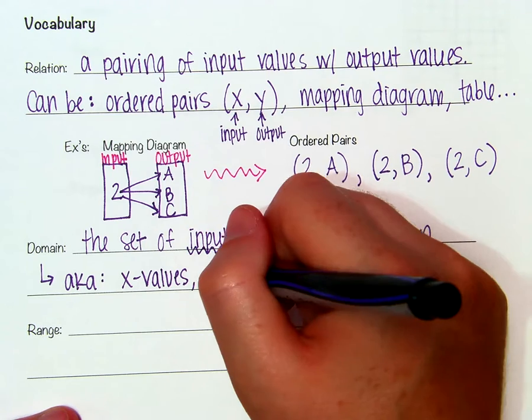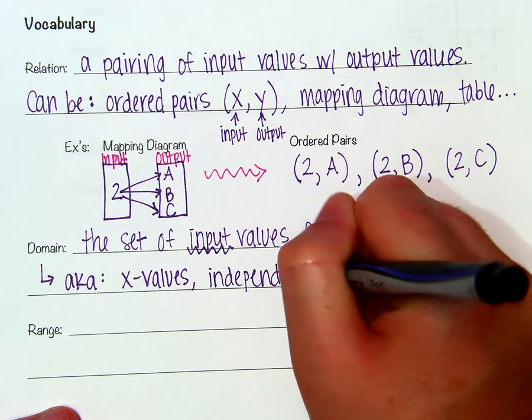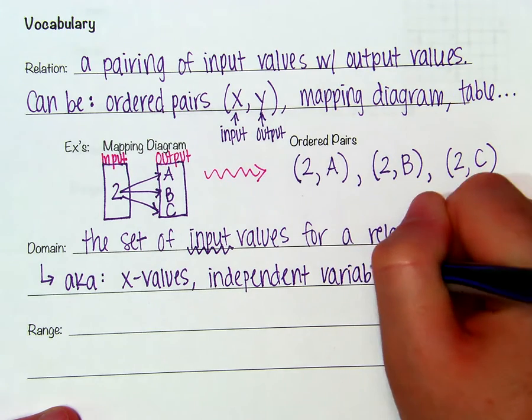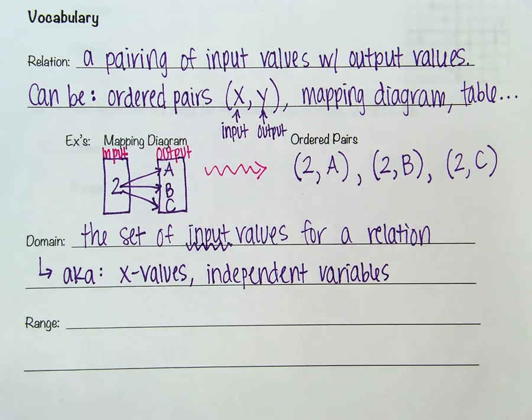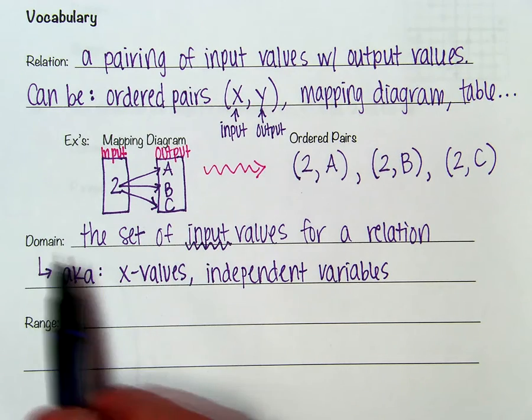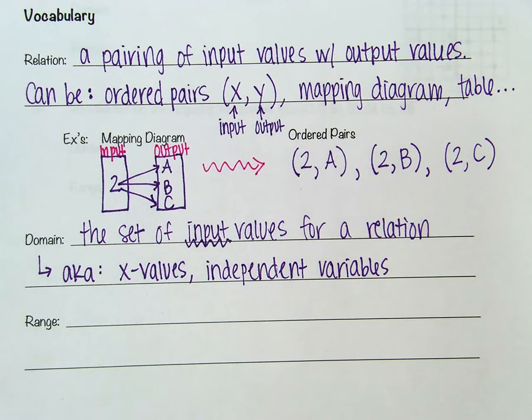Sometimes you'll hear it referred to as the list of independent variables. So it can be said either of those ways as well. So think domain goes with input, and it also goes with x values, and it also goes with independent variables. All of those words kind of get grouped together in that definition.